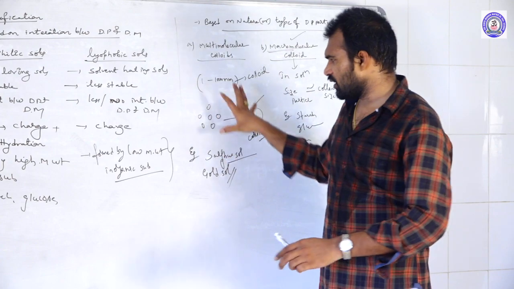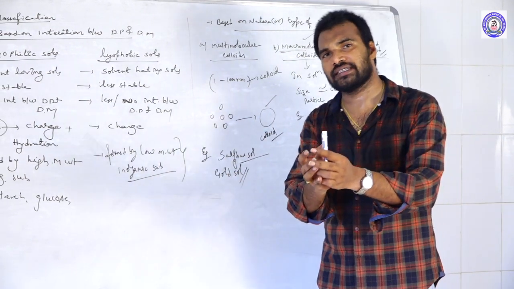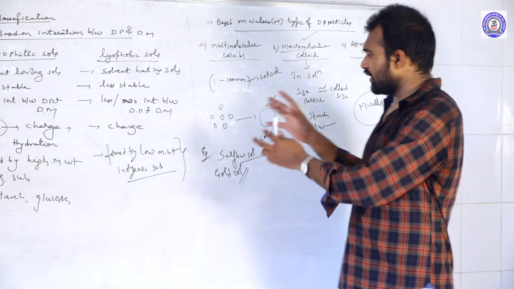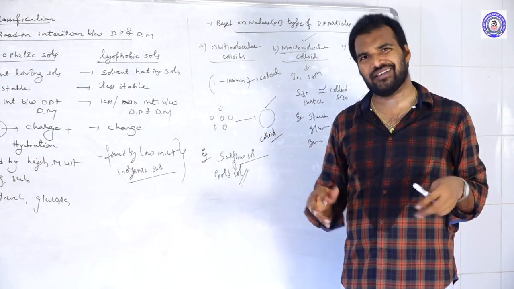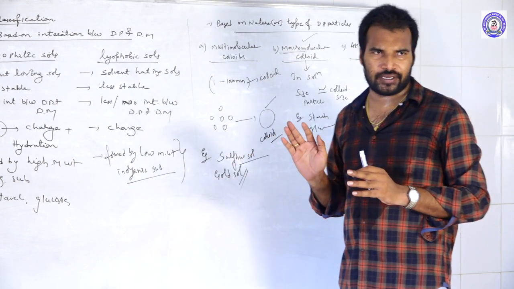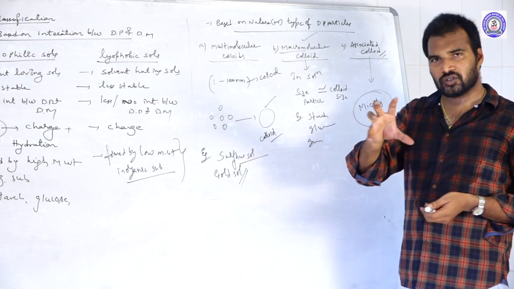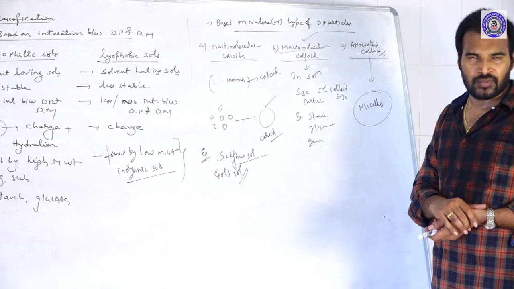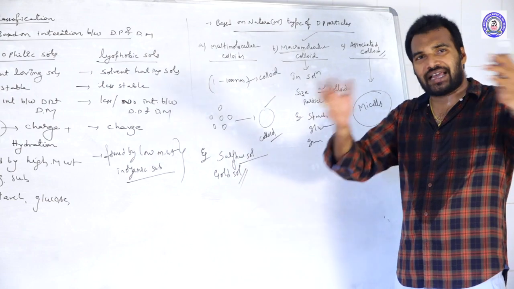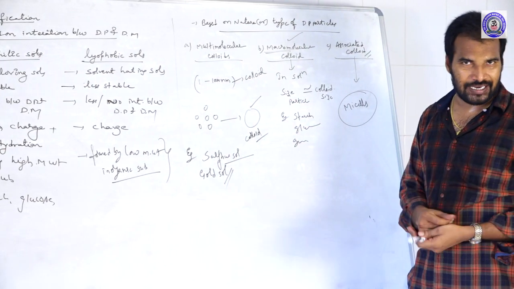Multi-molecular colloids means the molecules are small in size and a group of molecules aggregate together, giving colloidal range of particles. That is called multi-molecular. They always aggregate together and give colloidal particles. But associated colloids also have molecules that are small in size. Here also those molecules associate together and give the range of colloidal size.